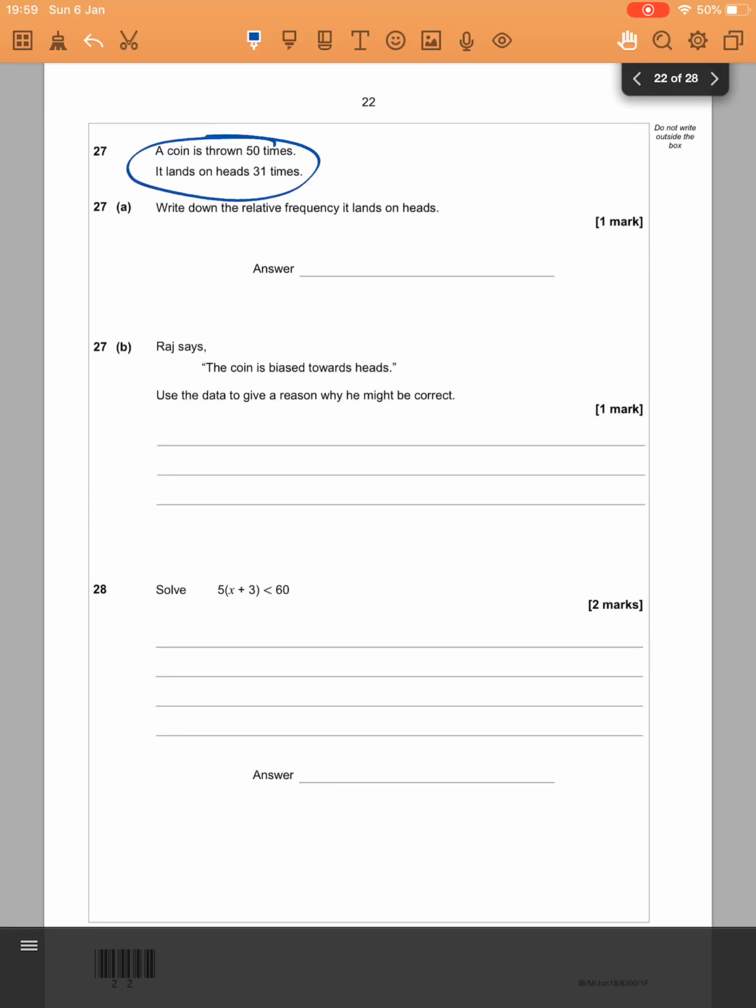Saying he threw the coin 50 times and landed on heads 31 times won't get you the marks. You have to say what you would expect to find if you flick the coin 50 times, and that would be a reason why you could be wrong.